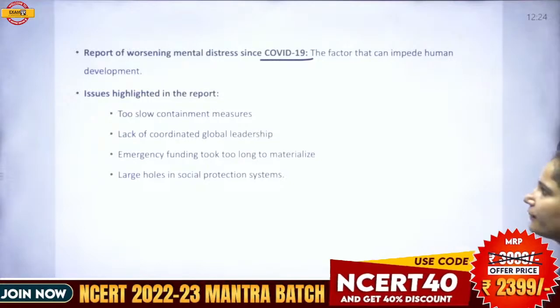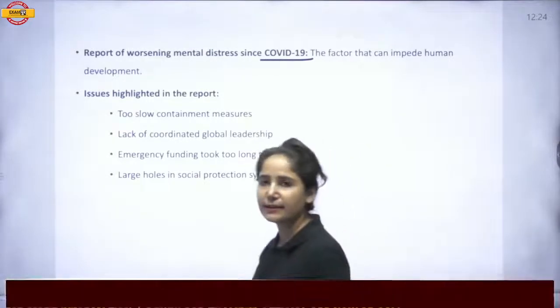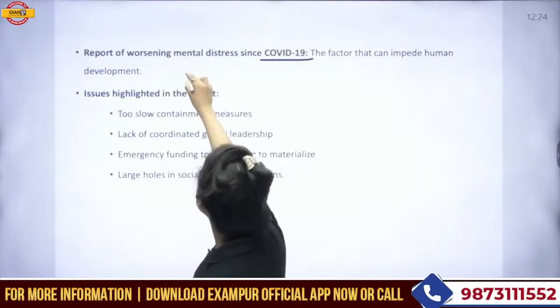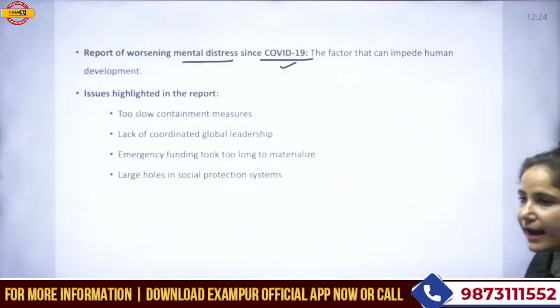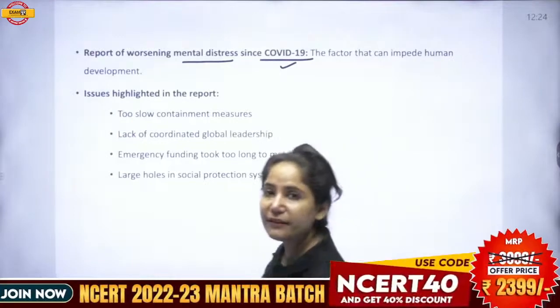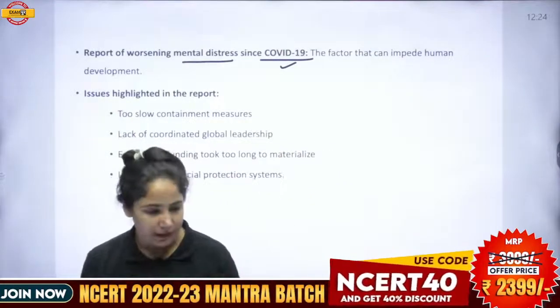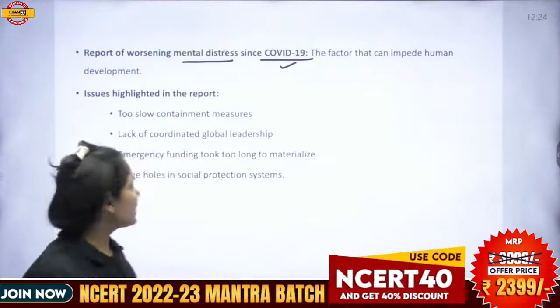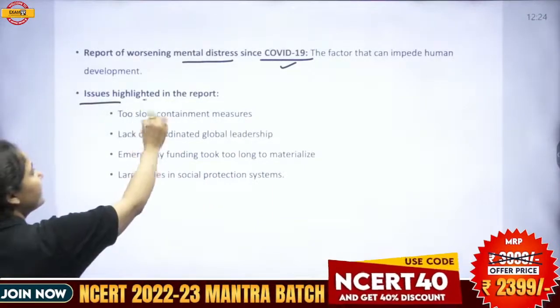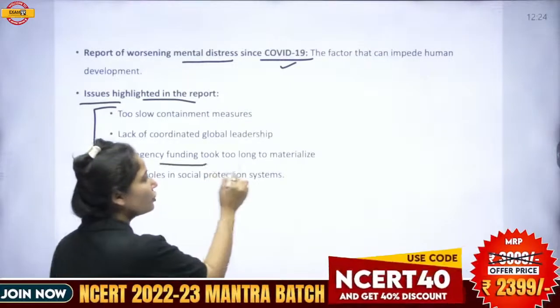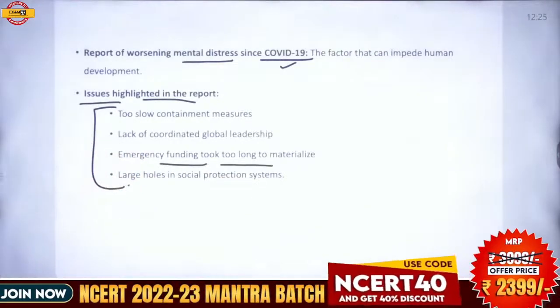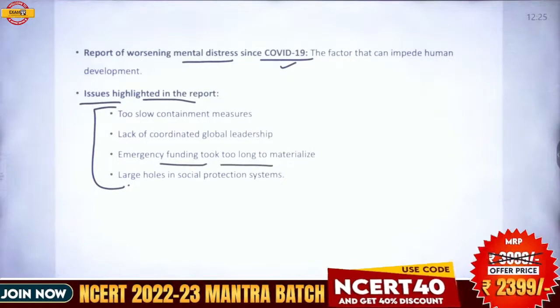If we are just talking about worsening the mental health, worsening the mental distress which was there at the time of COVID-19, which has disrupted the productivity of human development, you can just talk about. And the next point is all about issues highlighted in the reports. 4 pointers are there: containment measures, lack of coordinated global leadership, the emergency funding took too long to materialize, and large holes in social protection systems.